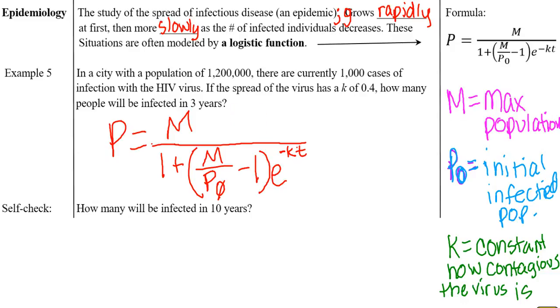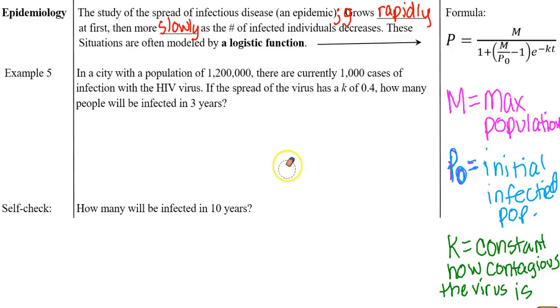All right. So we're going to go through this data here and start annotating our problem. You get out your colors and you start color coding. Here we have, in a city with a population of 1.2 million, there are currently 1,000 cases of infection with HIV. If the spread of the virus has a constant of 4/10, so is it very contagious, do you think? Probably has a long incubation period, right? You can have HIV for years before you know. Okay, how many people will be infected in 3 years?